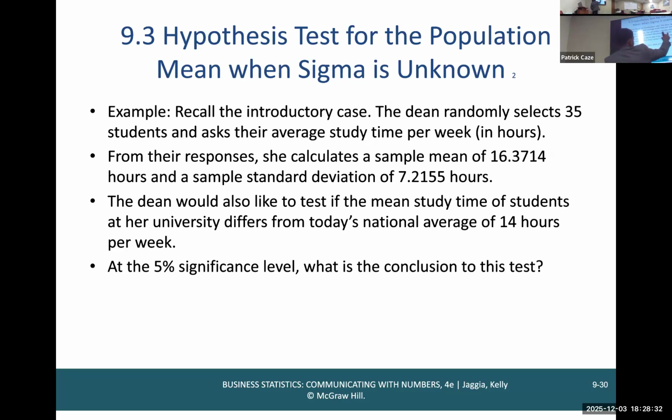We have the sample's standard deviation, so we're going to use that, and then we're going to calculate the sample mean at 16.3714, which is what is given to us. So we have the null mean, and we have our mean of the sample.